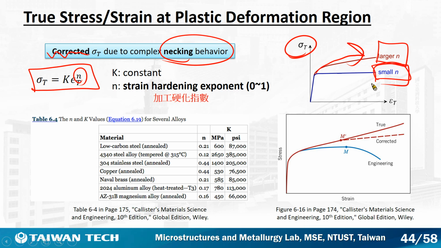compared to the one with a small N. And if we do not use the correction, if you just use the equations, the true stress will go to this curve. But actually, it should be like this one, because after necking, it's very complex. We should use these equations. However, if we just use the engineering stress-strain curve, this is an entirely different curve.